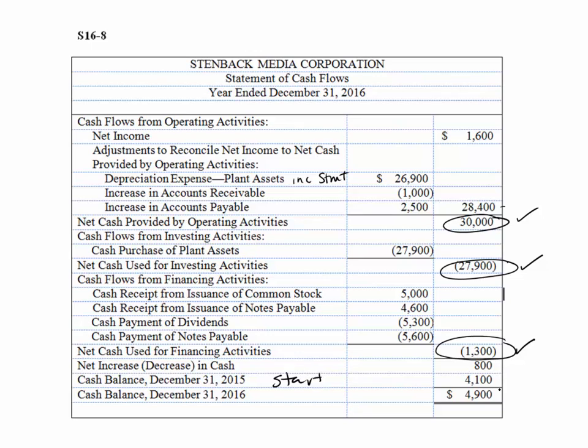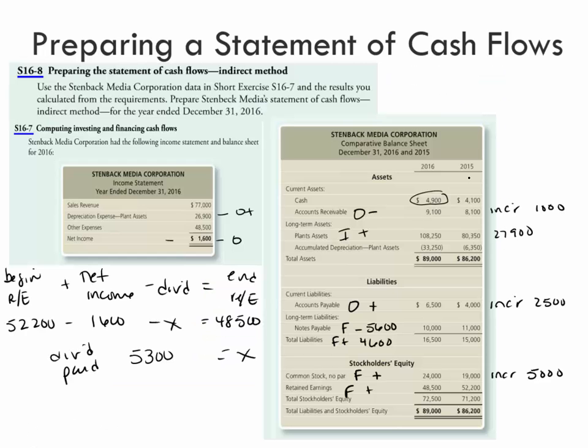I added 8, and I end up with $4,900. So that's my ending balance. And if I go back here, that's my $4,900. So that's how I get from the net income of $1,600 to the ending cash balance of $4,900.